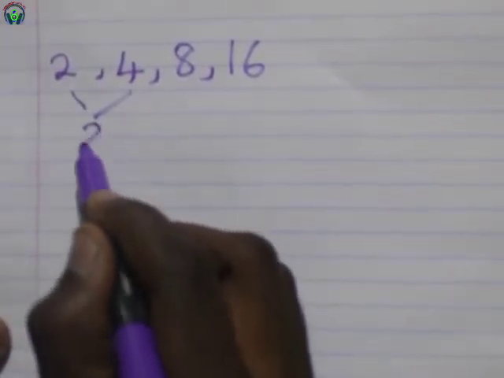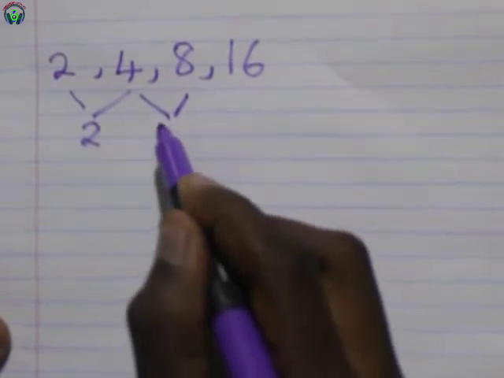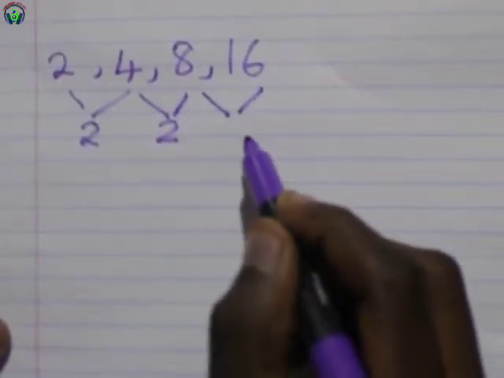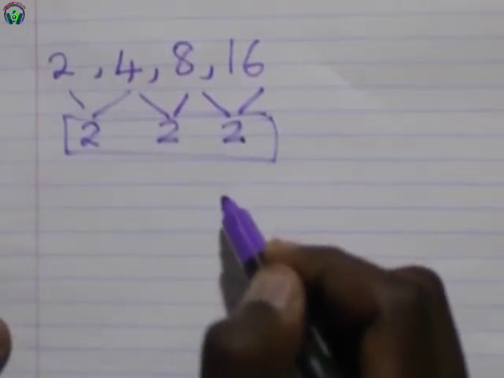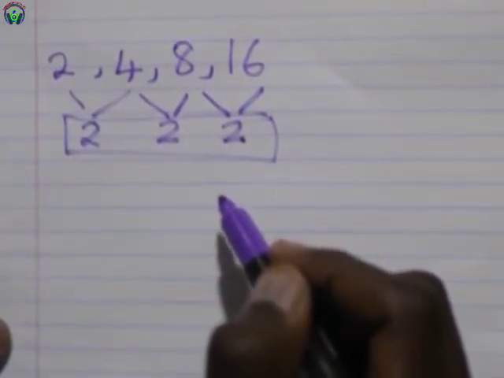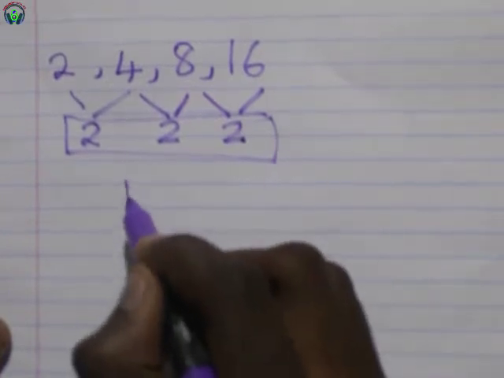4 divided by 2 is 2. 8 divided by 4 is 2. 16 divided by 8 is 2. Now we can see that dividing a consecutive term by the previous term gives us a common ratio r.